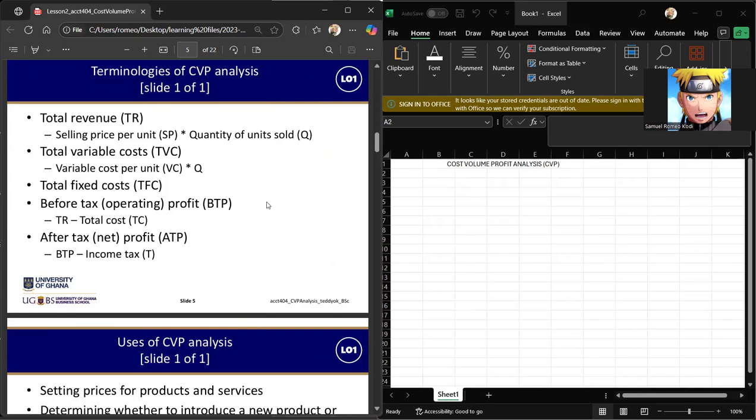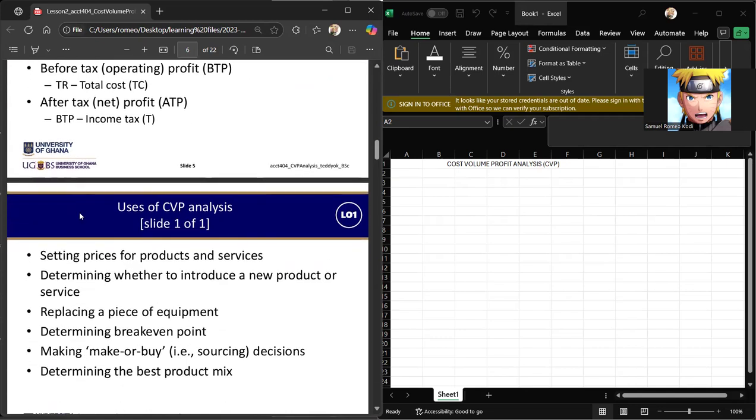Based on this, we have some assumptions. The number one assumption is that total cost is categorized into two: total fixed cost and variable cost. Then the sales per unit, the variable cost per unit, and fixed cost within a constant range are considered to be the same. Also, production volume equals sales volume, that is, there is no inventory change in production. And product mix also remains constant even in a multi-product scenario.